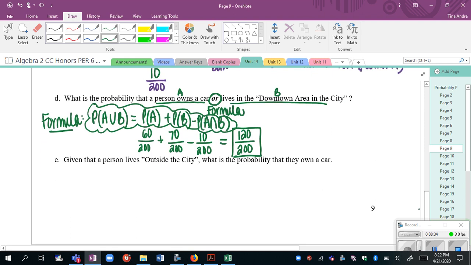The other scenarios are the given, so using that conditional probability. For this one, it says, given that a person lives outside of the city, what is the probability that they own a car? A lot of times the givens are going to come at the beginning of the sentence, not always, but a lot of times they will. So this is your denominator. This is what you have to have. So this is basically saying the probability that the person owns a car given that they live outside of the city.